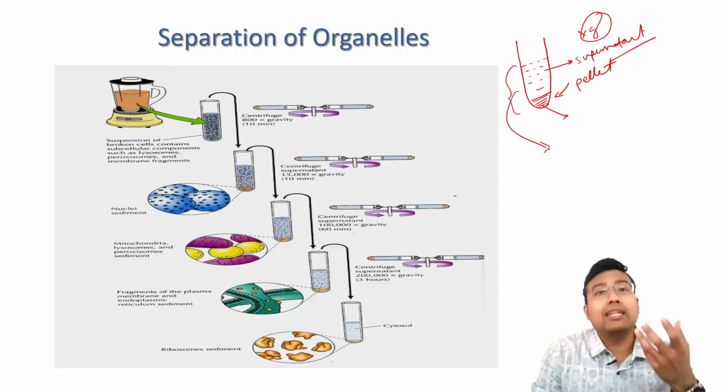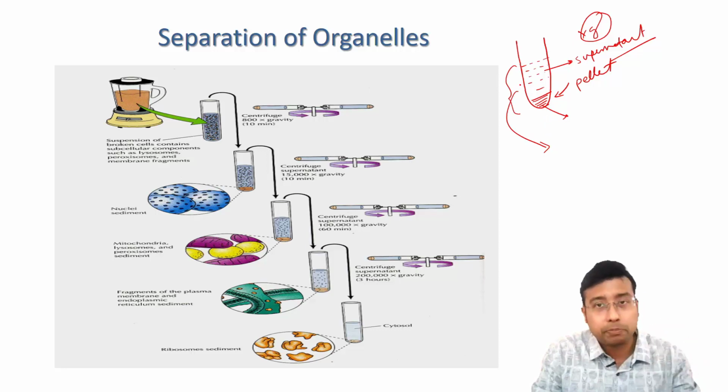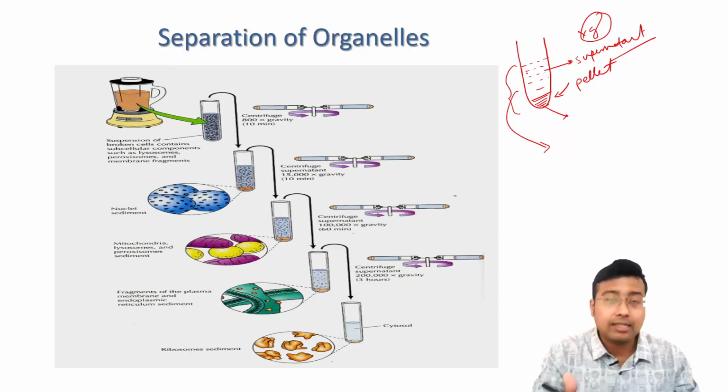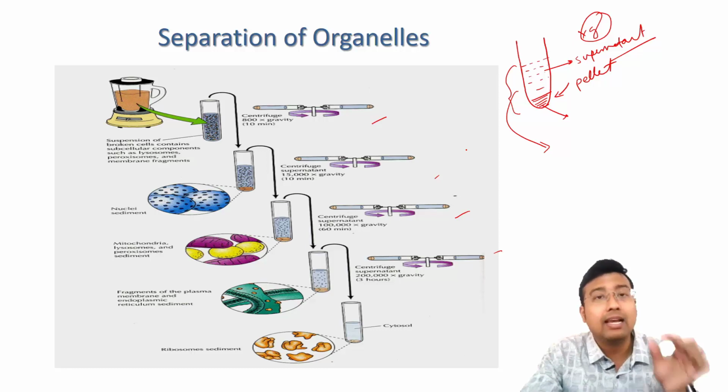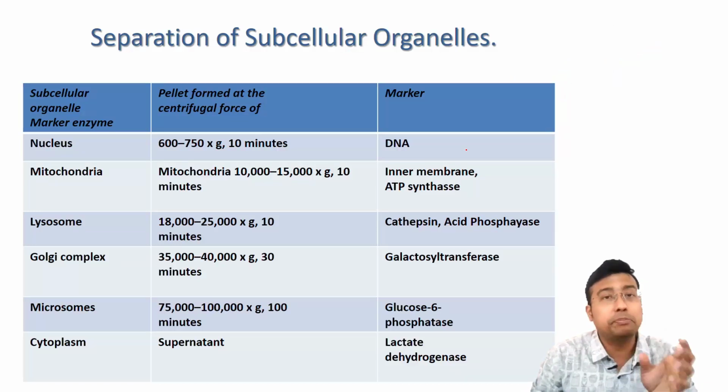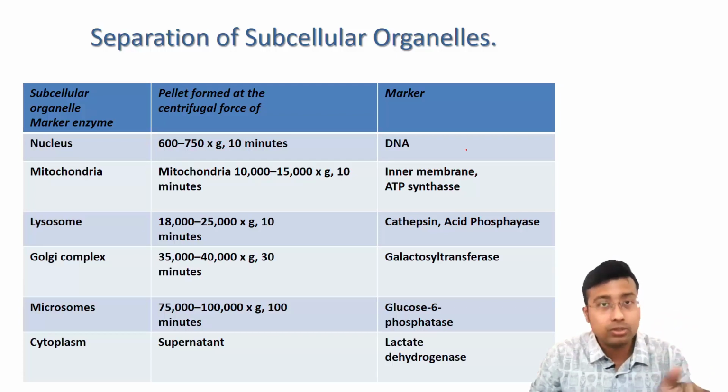Then we again centrifuge this supernatant at a much higher speed, so that something which is floating in this supernatant will now sediment. So likewise we do differential centrifugation. This is shown over here in this diagram. As we increase the speeds, the lighter material starts to get sedimented, and then we can get the various subcellular organelles. So we need to know, number one, the speed and time at which the various organelles get centrifuged, as well as their markers, right?